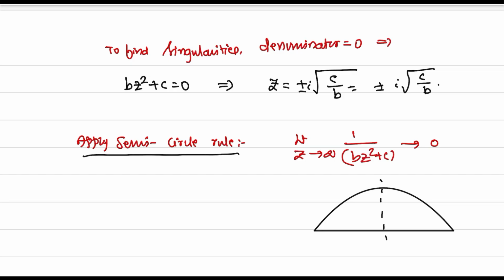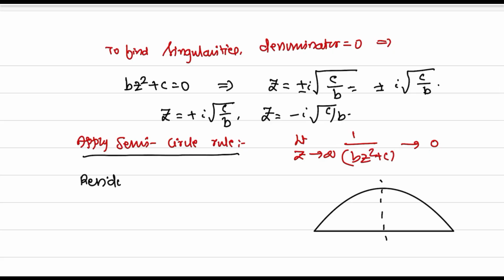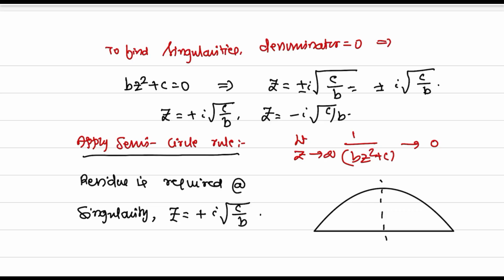Now, the singularities are z is equal to plus i into square root of c by b and z is equal to minus i into square root of c by b. Only the positive value in the upper half we are taking because the semicircle rule is applied. We will be taking only the residue required at the singularity z is equal to plus i into square root of c by b only.